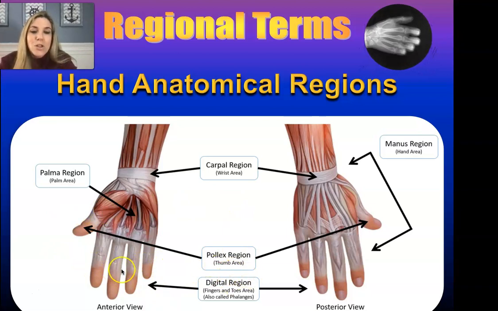So not just your fingers, but this also would apply to your toes. So your toes would also be a digital region. And again, the whole hand is the manus region. So you can see the anterior view and the posterior view where you're looking at the back of the hand.